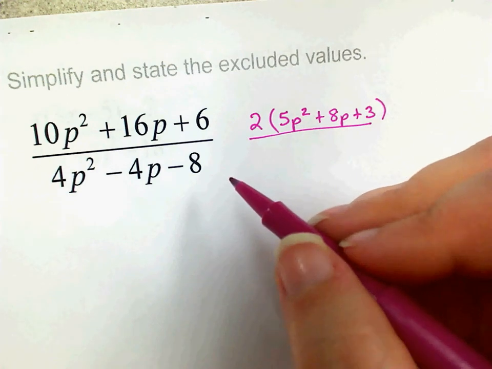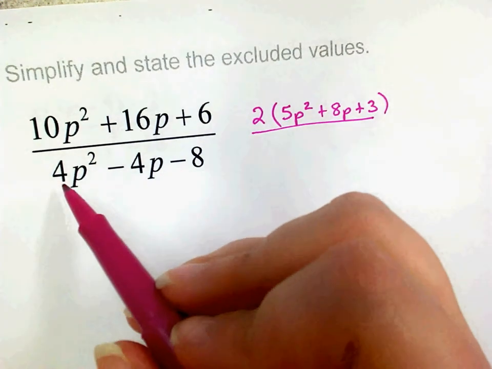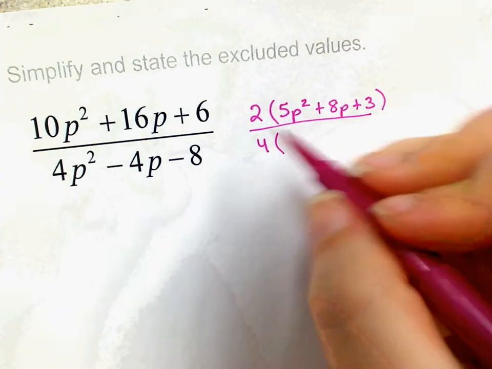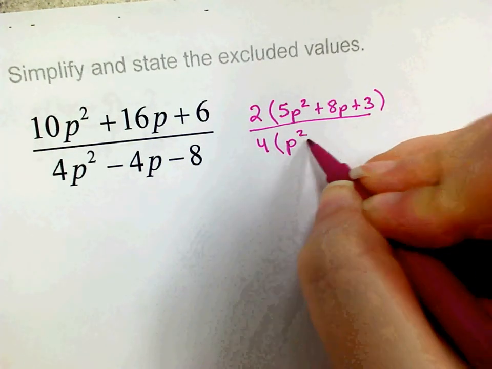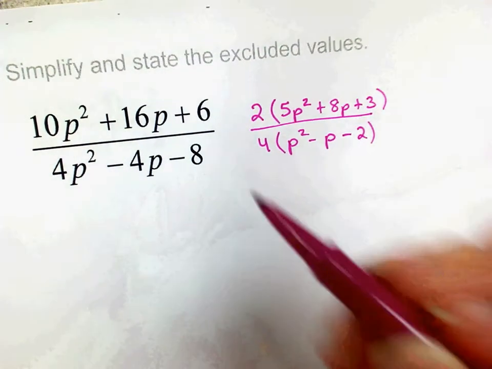Check again. Alright, in the denominator, they've got a 4, 4, and 8, so I'm going to factor out a 4, and I'm left with p squared minus 1p minus 2. So it's like dividing out the 4. Okay, now I need to factor again.